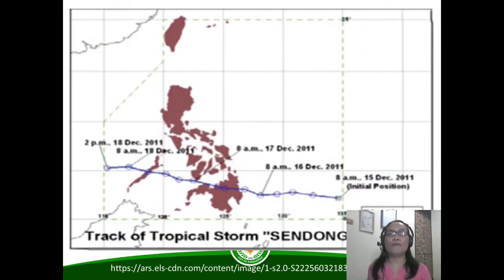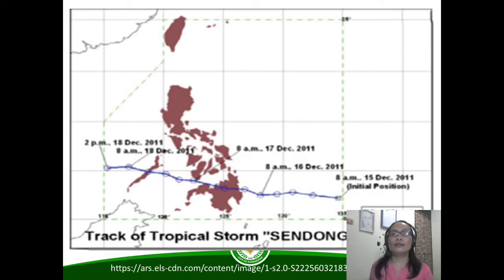So here is a clearer map of Tropical Storm Sendong. Here it shows a clear track or path of Sendong. In what part of the Philippines was hit by Tropical Storm Sendong? By looking at it, internationally named Washi made a landfall in Mindanao on December 16, 2011. Yan. Kung mapapansin natin, nandito siya. Mindanao yung kanyang tinamaan. At ito yung unang typhoon na tumama sa Mindanao. Kasi ang Mindanao ay hindi naman kadalasan na natatamaan ng bagyo.